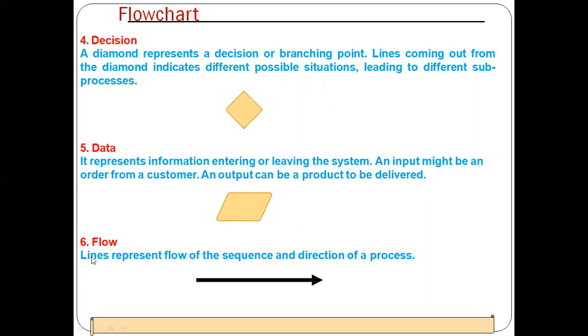And next is a flow. This is an arrow. Lines represent the flow of sequence and direction of the process. It will show the direction of the flow, which direction your flowchart is going in.